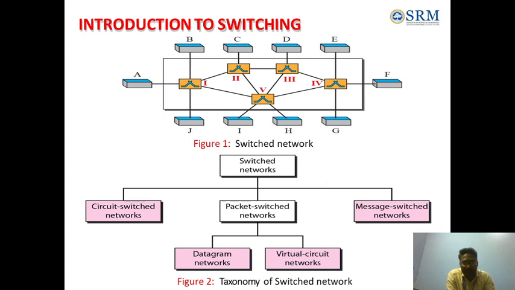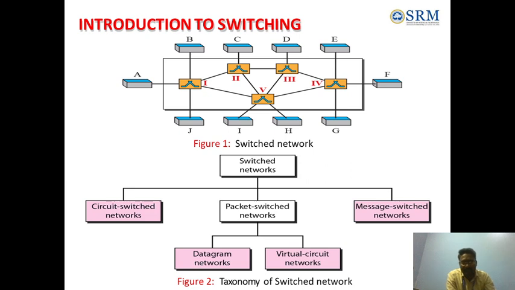And here the diagram represents the different levels of switching networks. There are a total of 3 types: circuit switch network, packet switch network, and message switch network. Under the packet switch network, we have a subdivision of datagram networks and virtual circuit networks. From these 3 types of switching networks, first we are going to discuss briefly what the circuit switch network is.